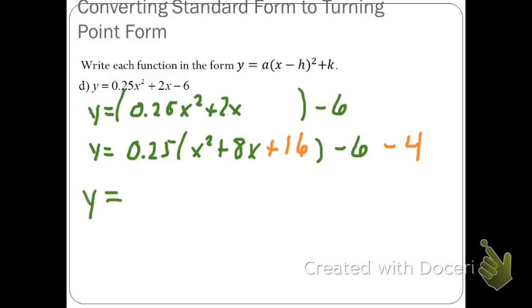All right, y is equal to 0.25 times x plus 4 squared minus 10. All right, this last one you're going to need to try on your own.